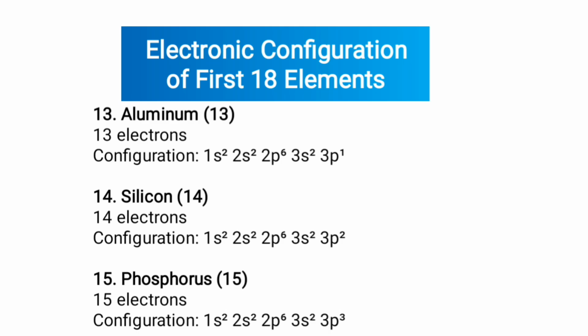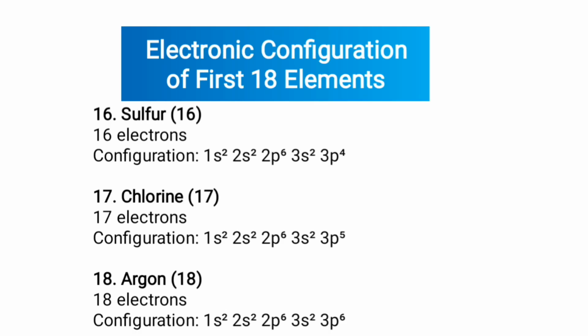Number 15 is phosphorus, which has 15 electrons and its configuration is 1s2, 2s2, 2p6, 3s2, and 3p3. Now number 16 is sulfur, which has 16 electrons and its configuration is 1s2, 2s2, 2p6, 3s2, 3p4.